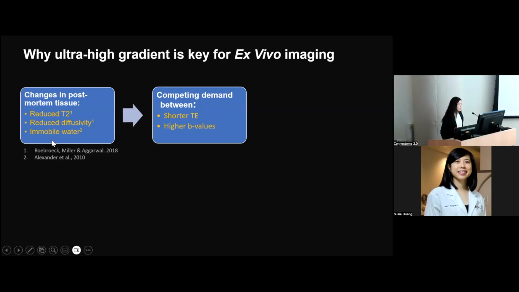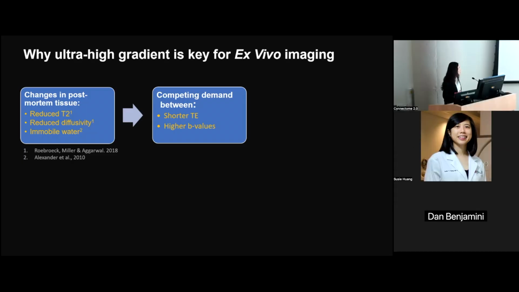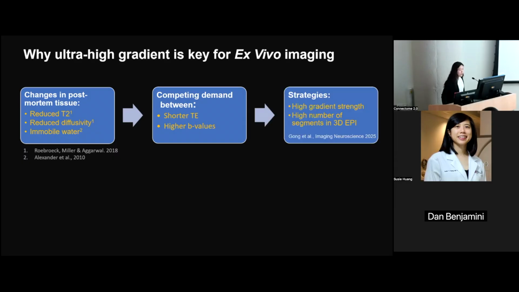And last but not least, in fixed tissue, a part of the water, the immobile water, becomes non-negligible, and its contribution to the diffusion MRI signal must be considered in order to get more accurate tissue parameter estimation. This requires us to use even higher than standard high b-value imaging. So that's why ultra-high gradient is really the key.